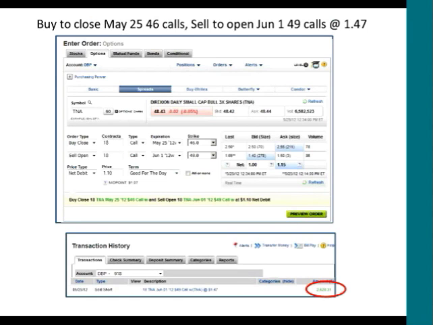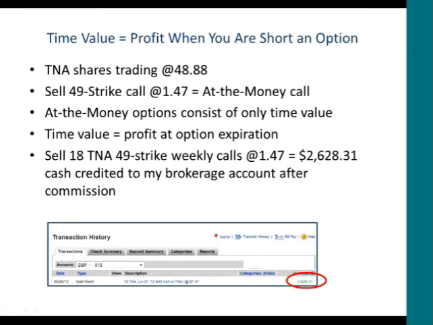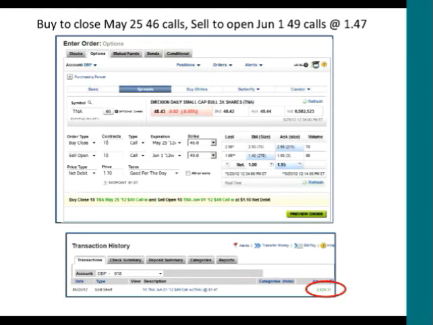And here's an example. This is a covered call on the small cap ETF, and I bought to close the 46 strike calls, sold to open the 49 strike calls at 1.47. And I used an option spread order to close out the expiring options, and then to sell to open the new weekly option, and that allows me to save on commissions and also on the bid-ask spread.